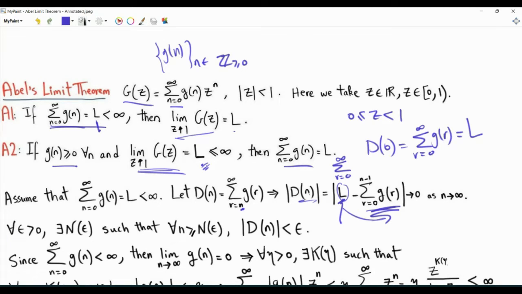And because the limit of d of n as n tends to infinity is 0, then for every positive epsilon, there exists a big N, which generally depends on epsilon, such that for every small n greater than or equal to N of epsilon, we have the magnitude of d of n less than epsilon. Again, because the limit is 0, it means that for n that is large enough, the magnitude of d of n can be made arbitrarily small.